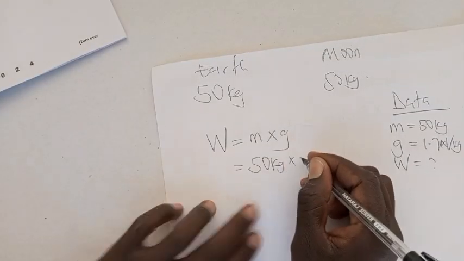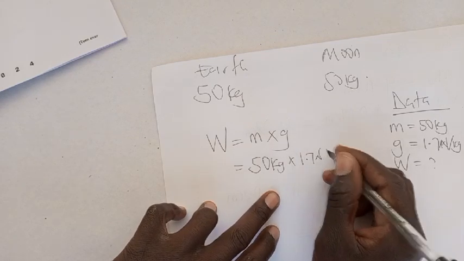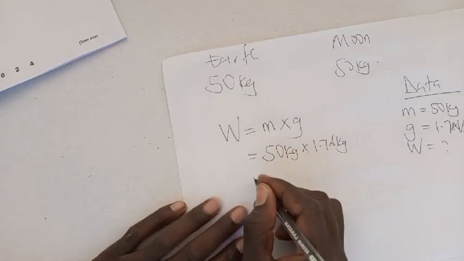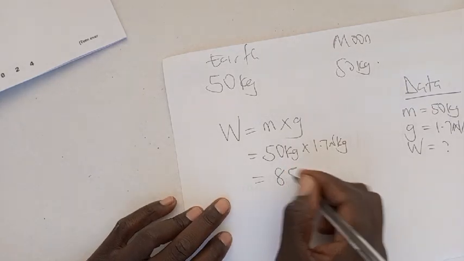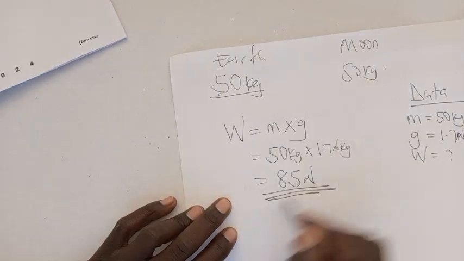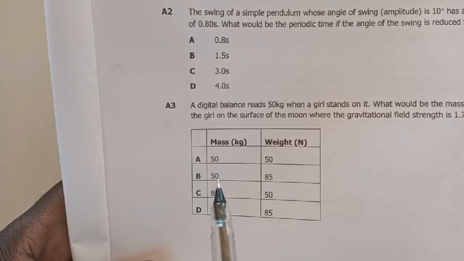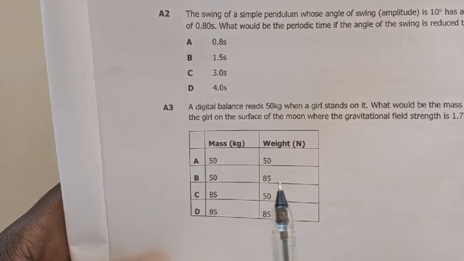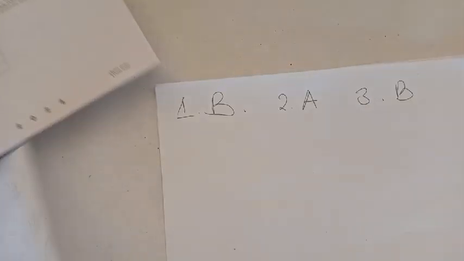50 kg times 1.7 Newton per kg. What would be the answer? The answer would be 85 newtons. So the mass 50 kg, weight 85 newtons. Let's go to the multiple choice answers. Where do we have mass 50 kg, A and B, and where do we have weight of 85, B? So the answer is B for question 3.